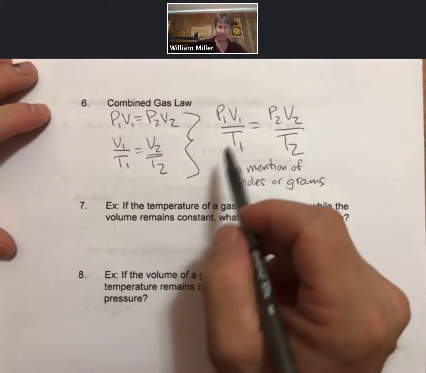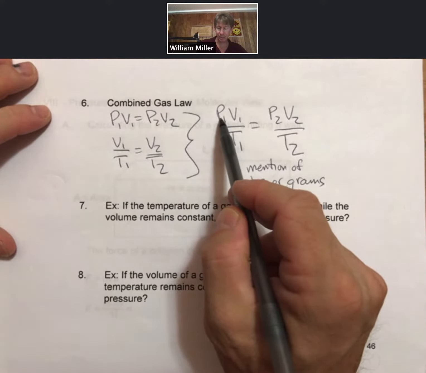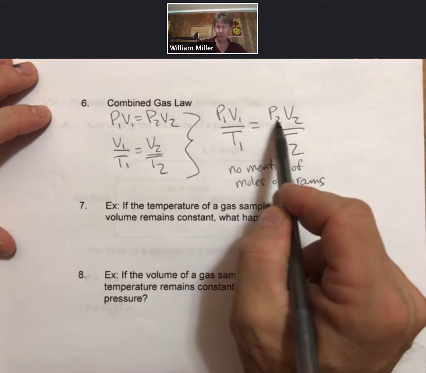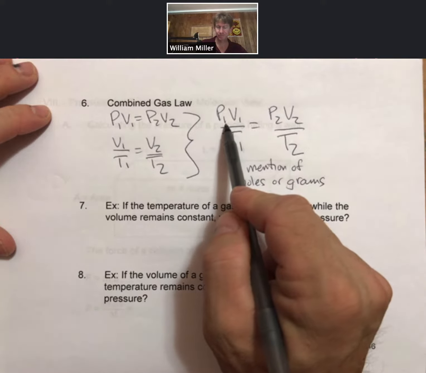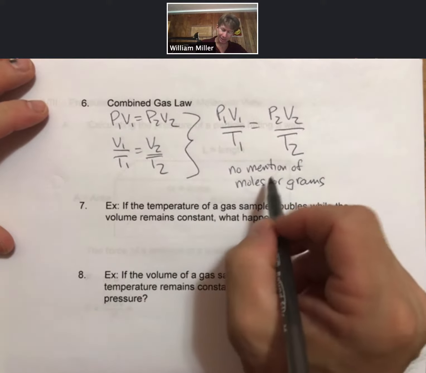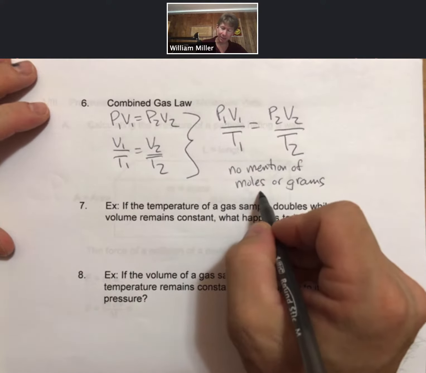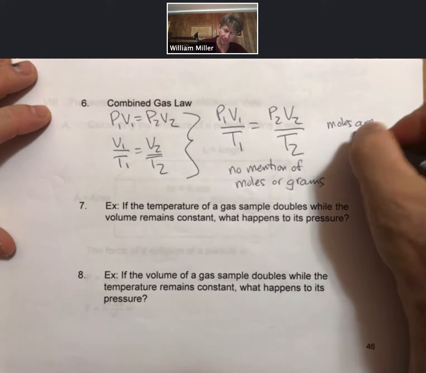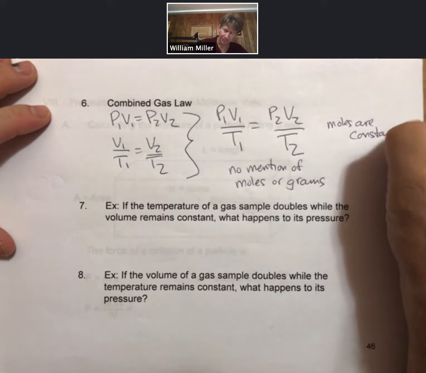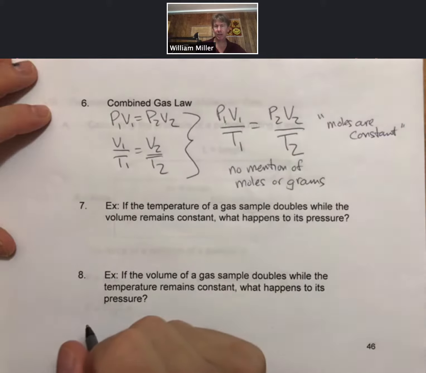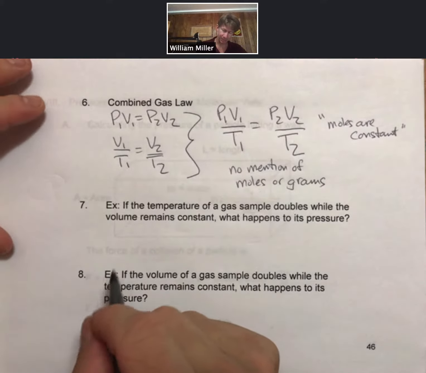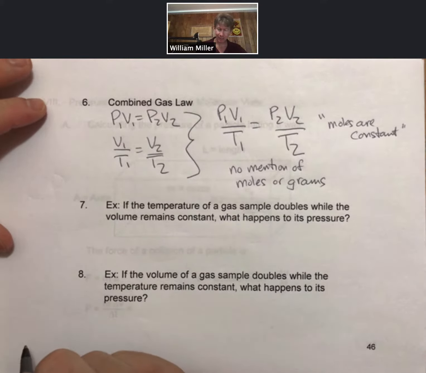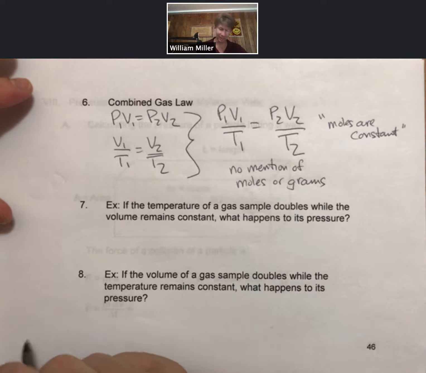You can use it with any units, as long as the units are the same on both sides. And I guess the only thing they might mention is that moles are constant, but no actual numbers of moles. Here's an example that helps us to think about this combined gas law.